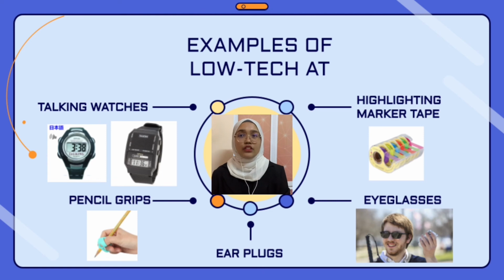Then, we also have highlighting marker tape, which is beneficial for students with learning disabilities, especially those that struggle with reading comprehension. Of course, we have eyeglasses, and then lastly, earplugs, which are especially designed for students with autism and sensory disorders. This is because students with autism and sensory disorders may get overwhelmed in loud environments such as the classroom. So, in order to reduce distraction, they use earplugs.